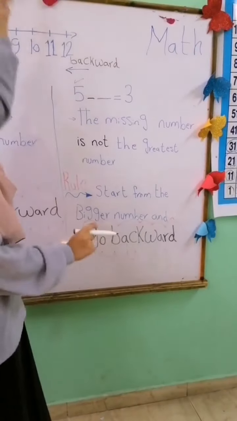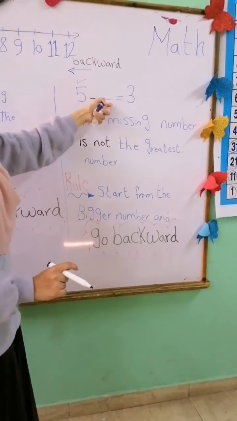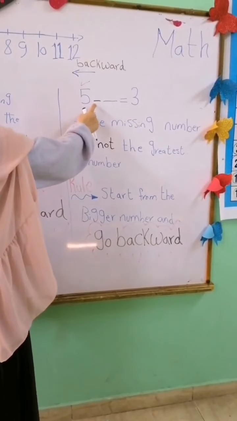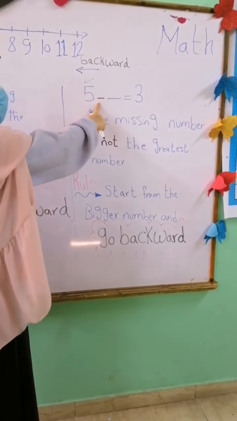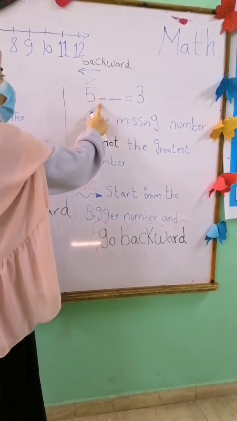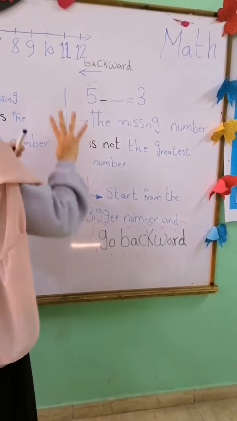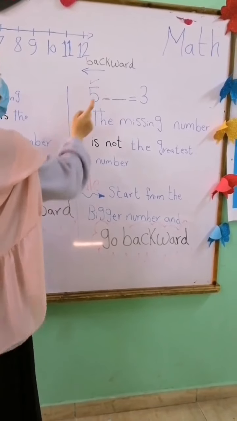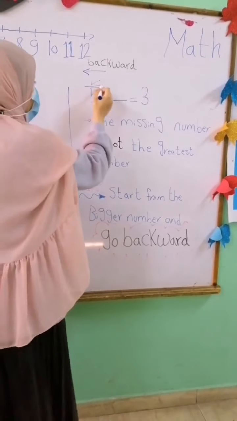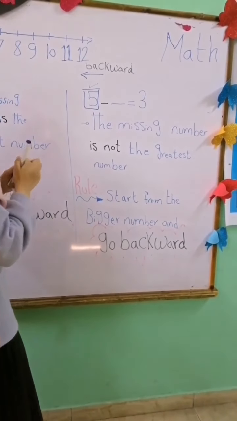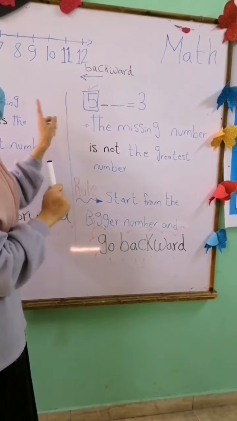Okay, here 5 minus missing number equals 3. Is it an addition or subtraction problem? Let's look at the sign. It's minus. Then it's a subtraction problem. In the subtraction problem, where is the greatest number? At the first. Here it's 5. Our missing number is not the greatest number.